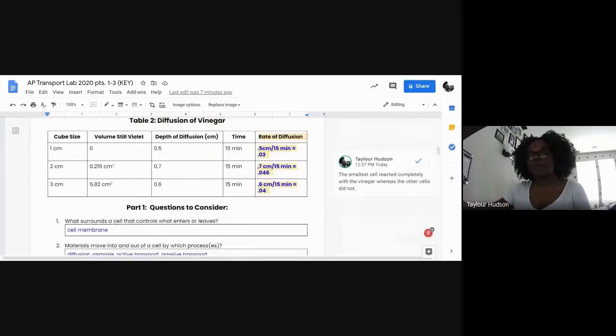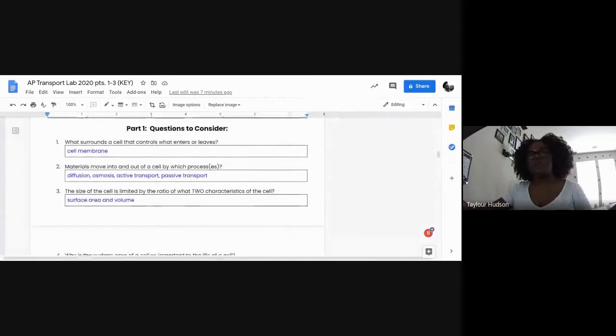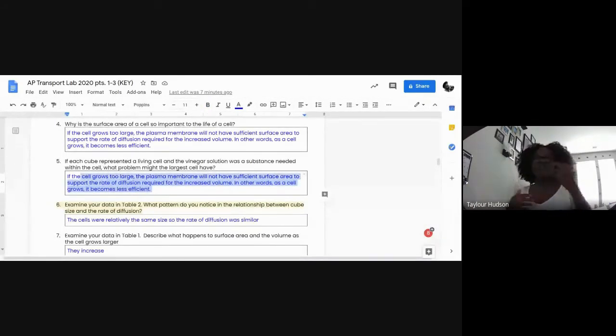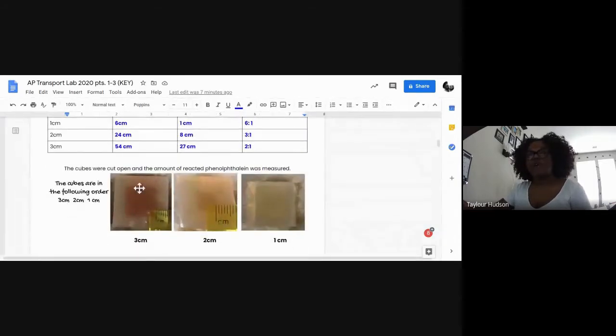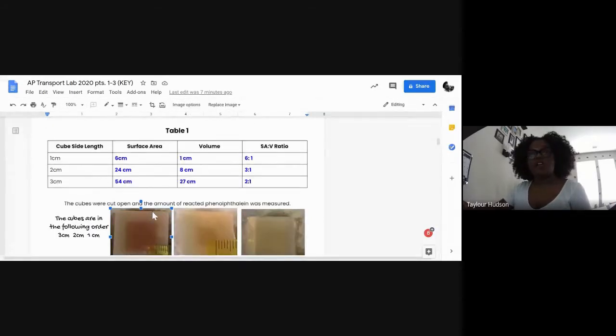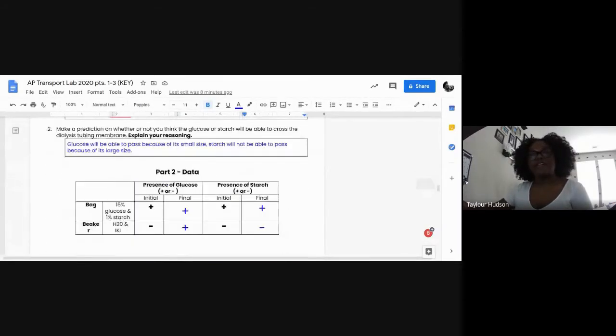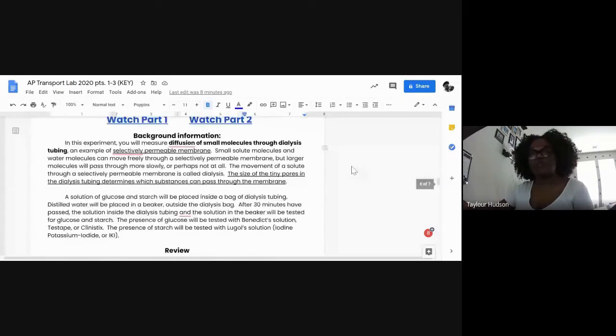I just don't want you guys to get too caught up on these rates of diffusion and start thinking that smaller cell sizes are better, because that is the opposite of what you're trying to conclude. The biggest conclusion is here: if your cell grows too large, and we're comparing this to an actual cell, your plasma membrane would not have a sufficient surface area to support the rate of diffusion. So basically, as a cell becomes larger, it becomes less efficient. This larger cell wasn't able to get material in and out of the cell as well as a smaller cell was. And another thing to notice is that as your surface area increases and as your volume increases, your surface area to volume will decrease. That's another big thing.